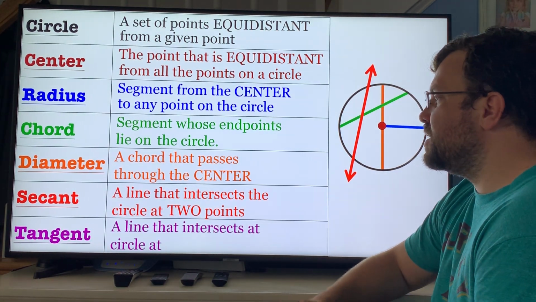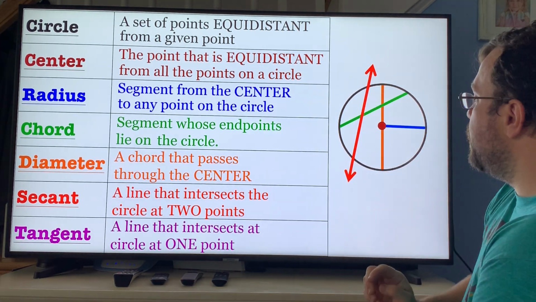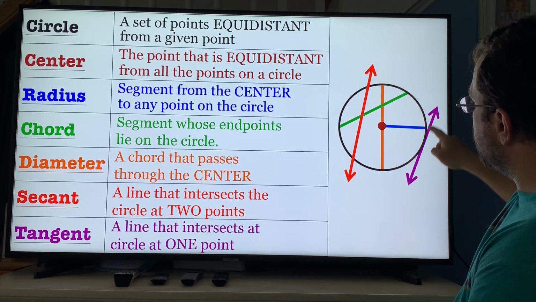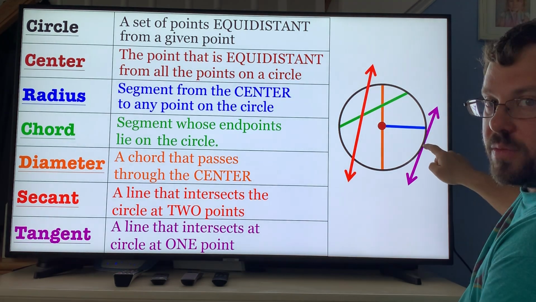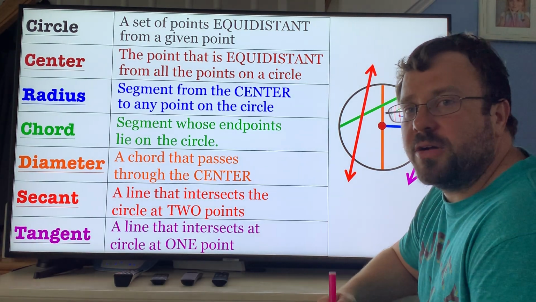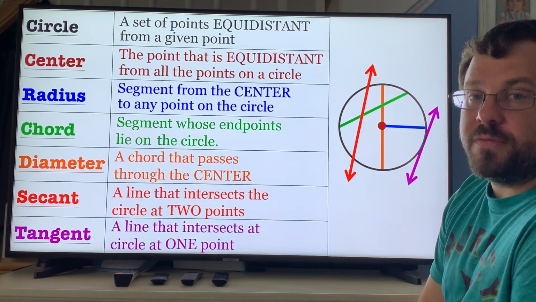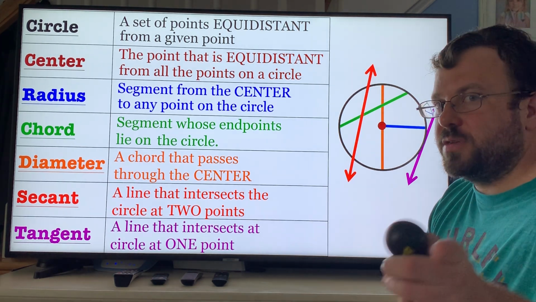A line that intersects the circle at not 2 points, but 1 point. So come here, you're just hitting the line at 1 point. So it could go all the way around. And this is actually used a lot in calculus when you are finding slopes of curves. All right? Interesting fact right there.